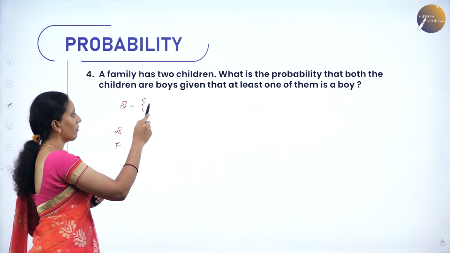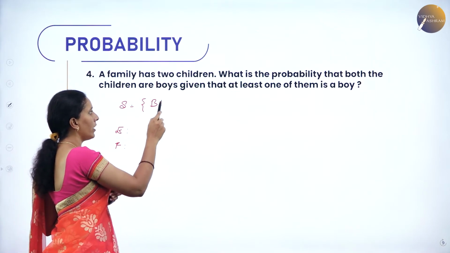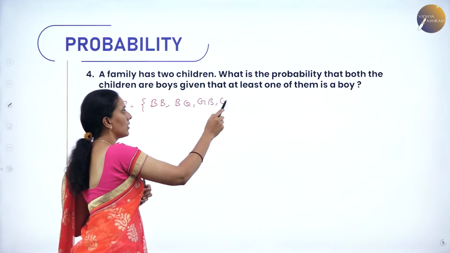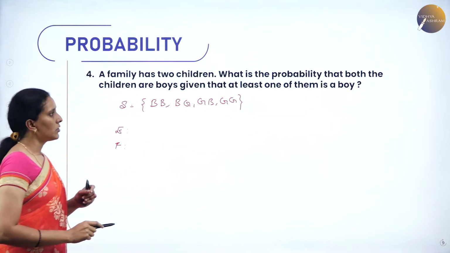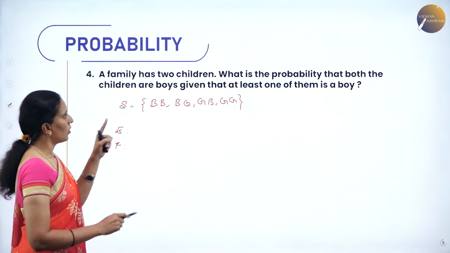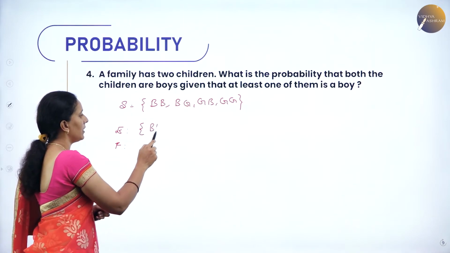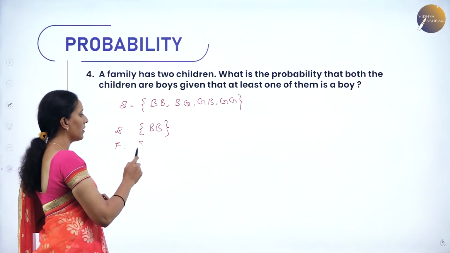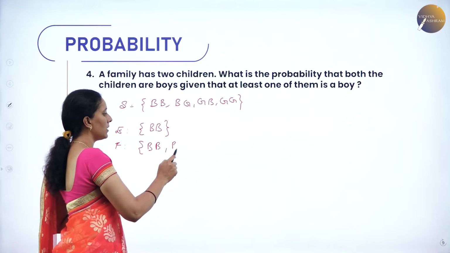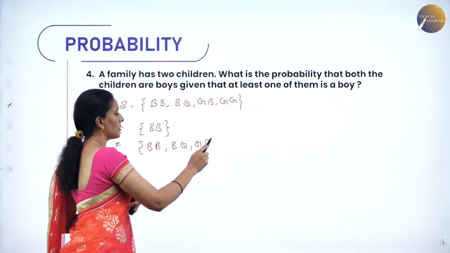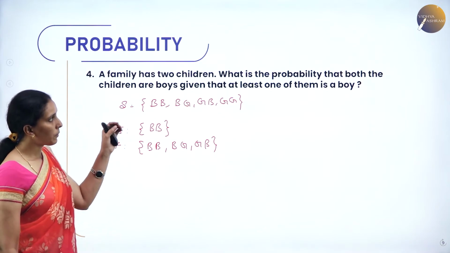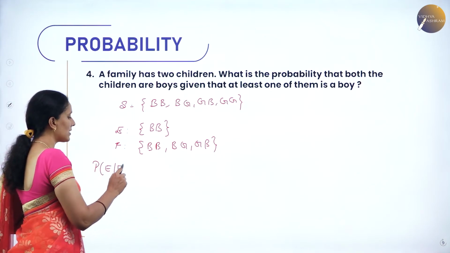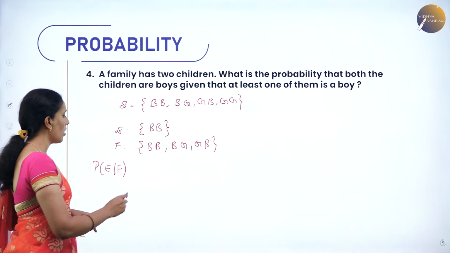If we have two children, we can take the outcomes in order as boy-boy, boy-girl, girl-boy, girl-girl. When I say both of them are boys, we have BB. Given that at least one of them is a boy, we have BB, BG, GB. So this is the chance. Now we need to calculate the probability of E over F, that is, both are boys given that at least one of them is a boy in the second event. So how is it given?